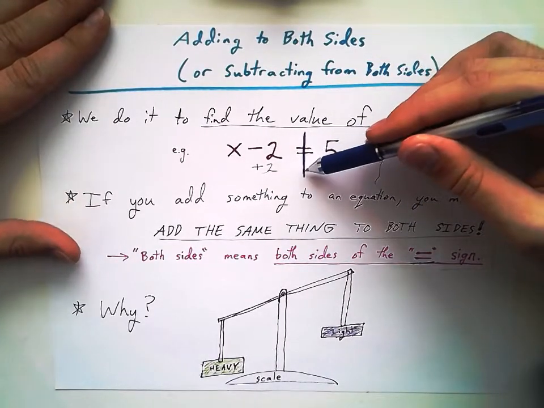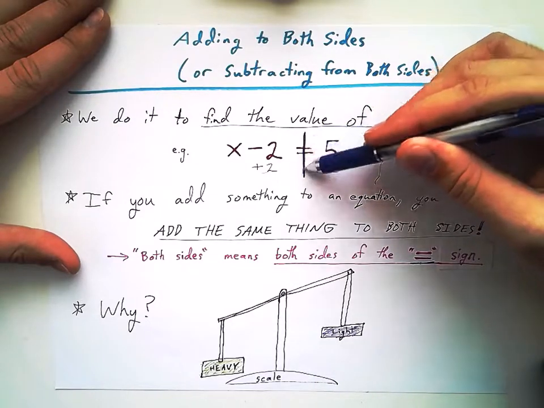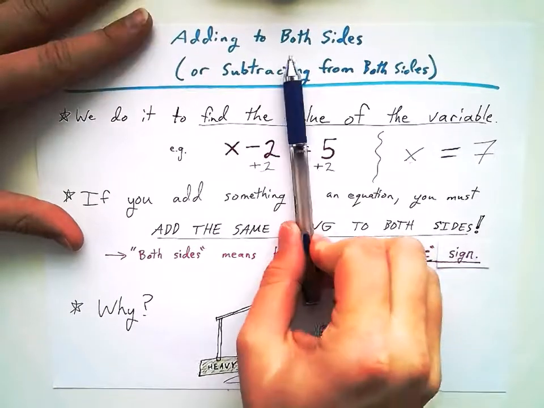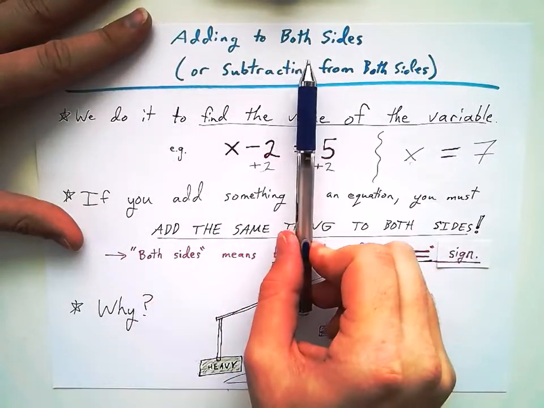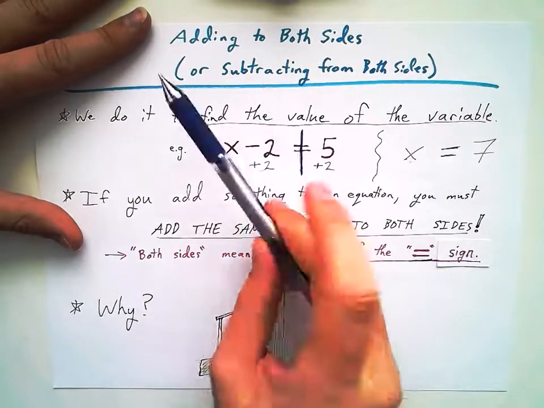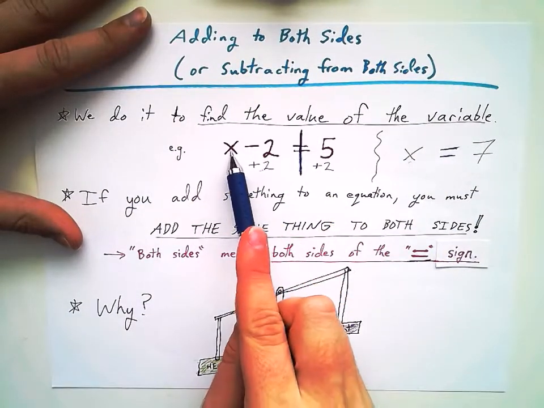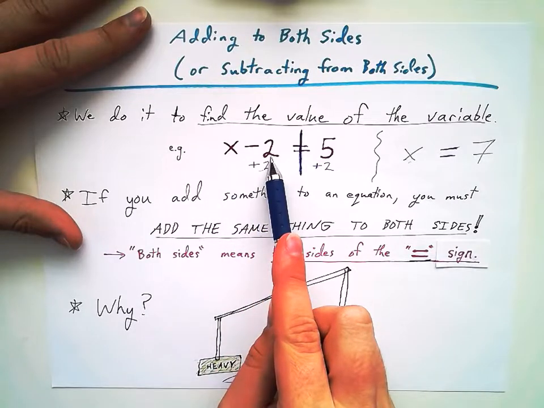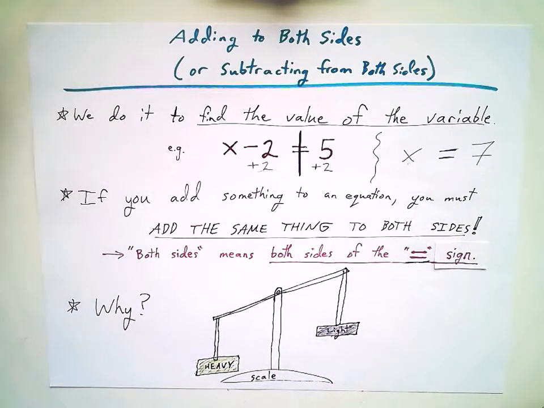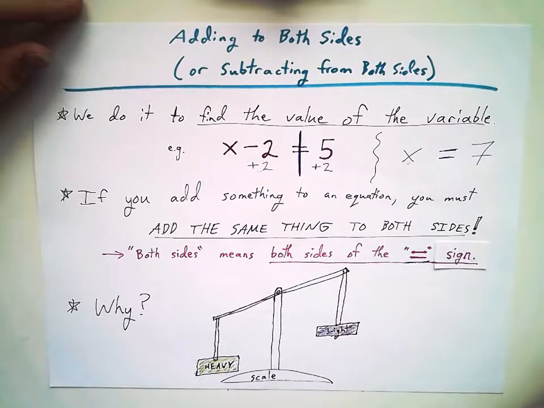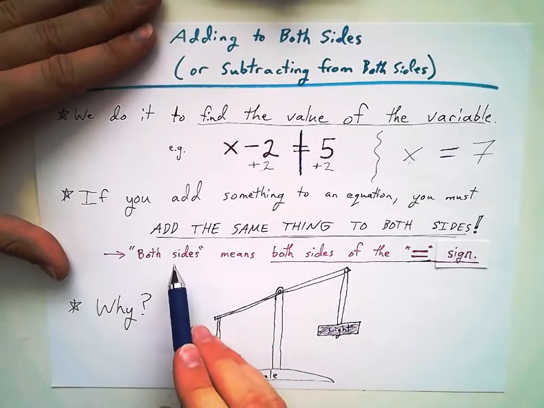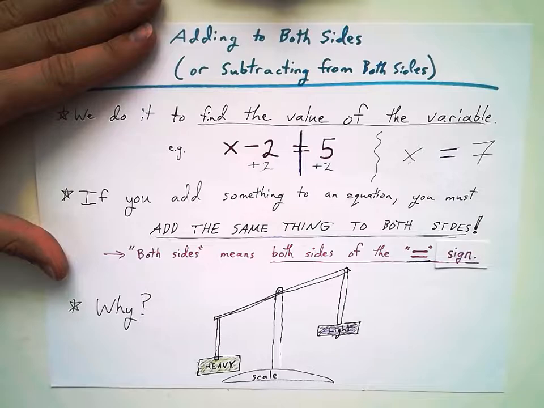Notice both sides means both sides of this wall. The wall is the equal sign. Everything over to the left is the left side, over to the right is the right side. Don't try to add it in the wrong spot. If you add 2 to the x and 2 to the negative 2, you're actually adding 4 to the left side and adding nothing to the right side, which is messing everything up, because you've got to add the same thing to both sides. And that's both sides of the equal sign, like I just said.